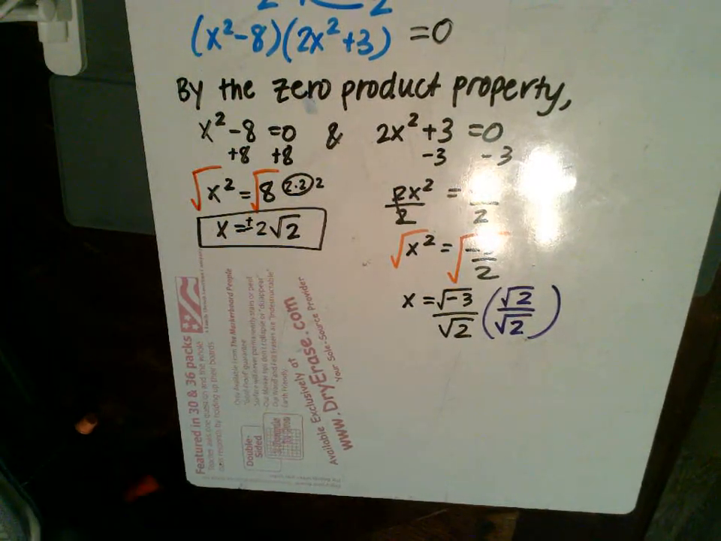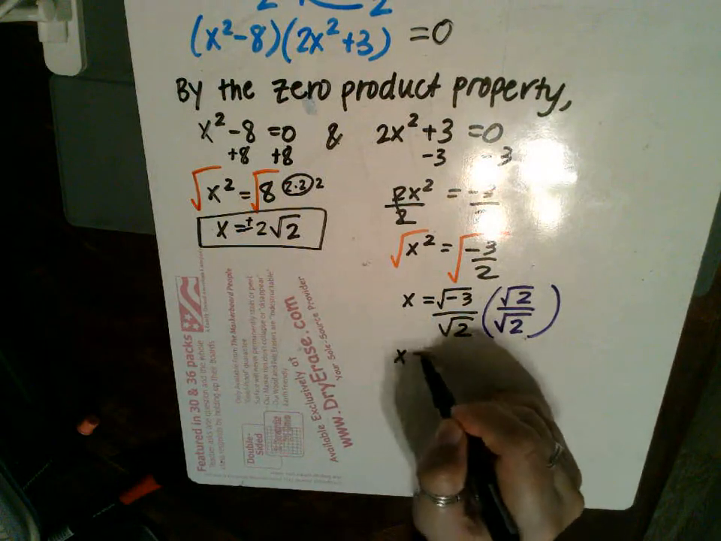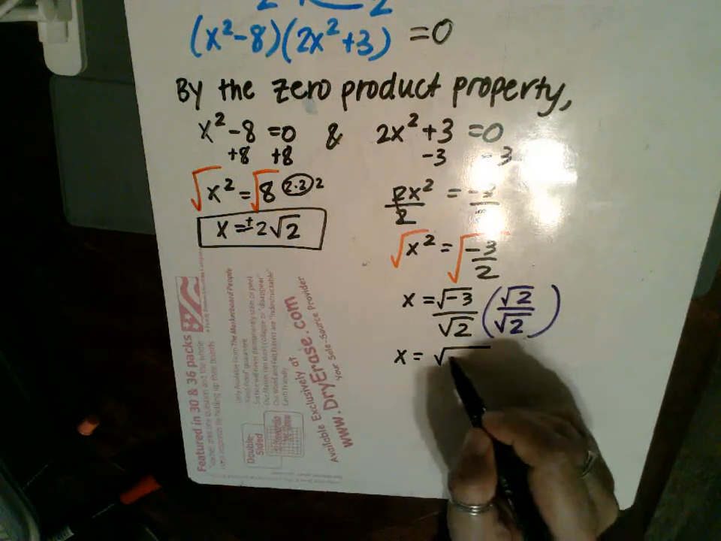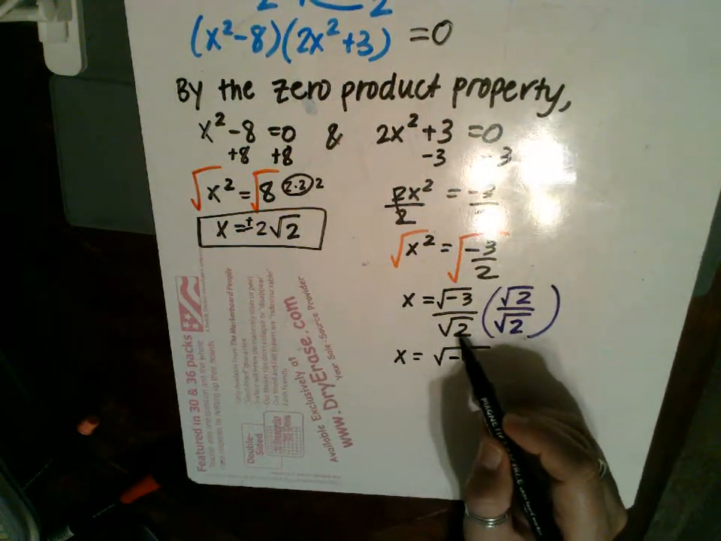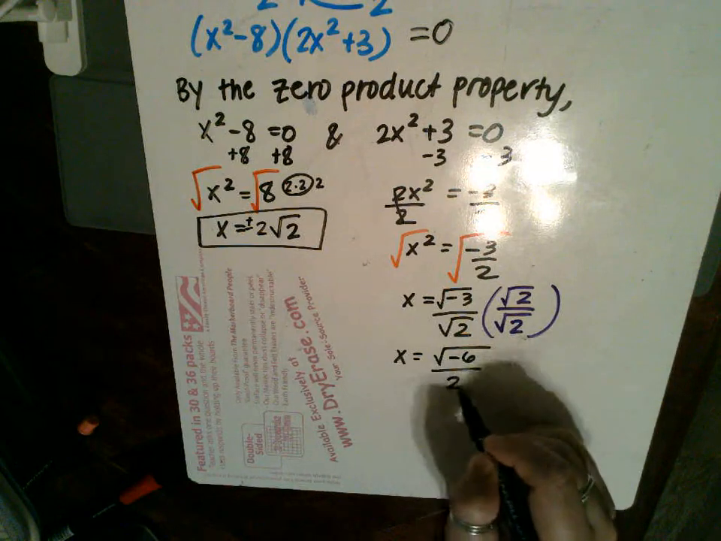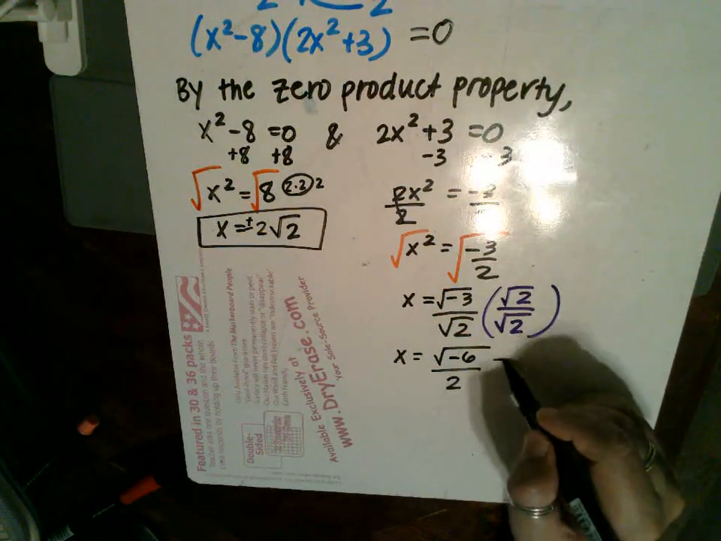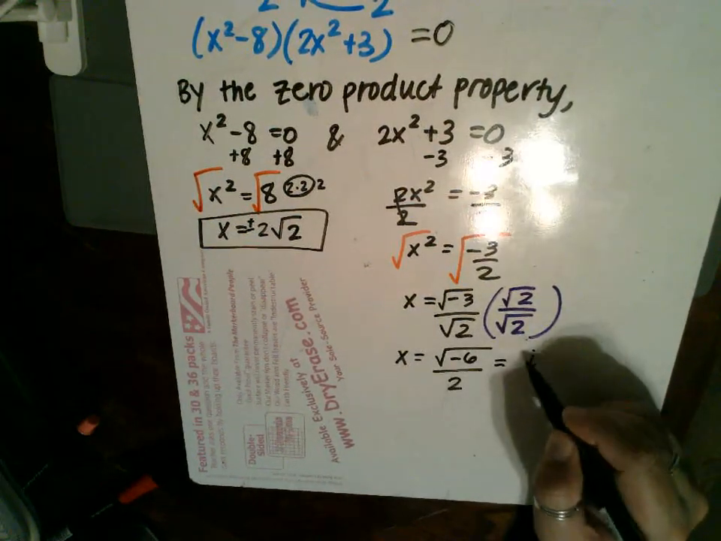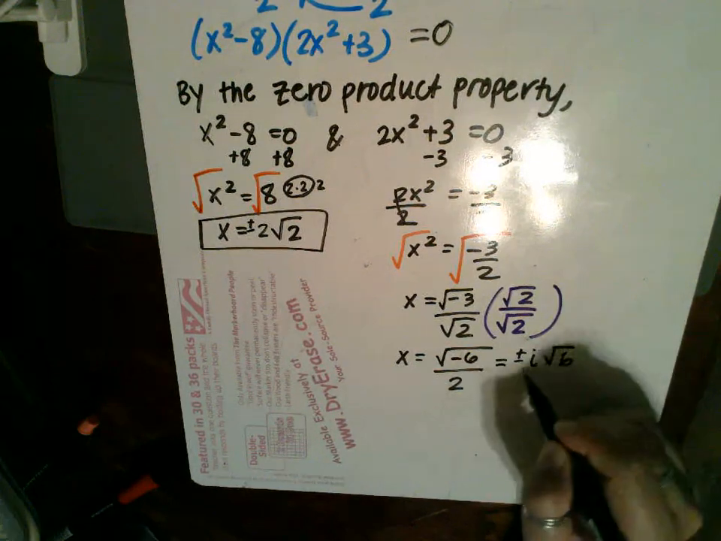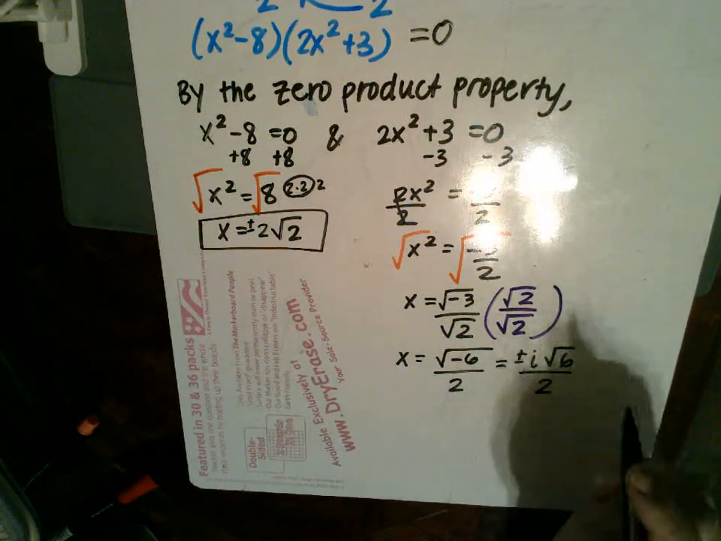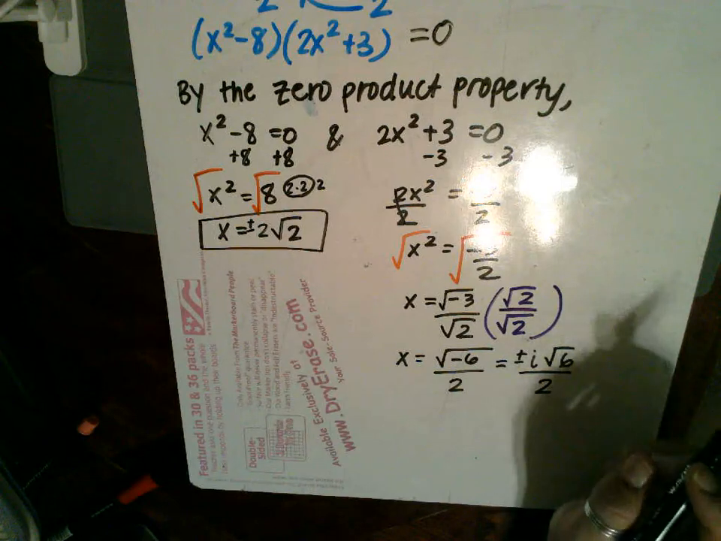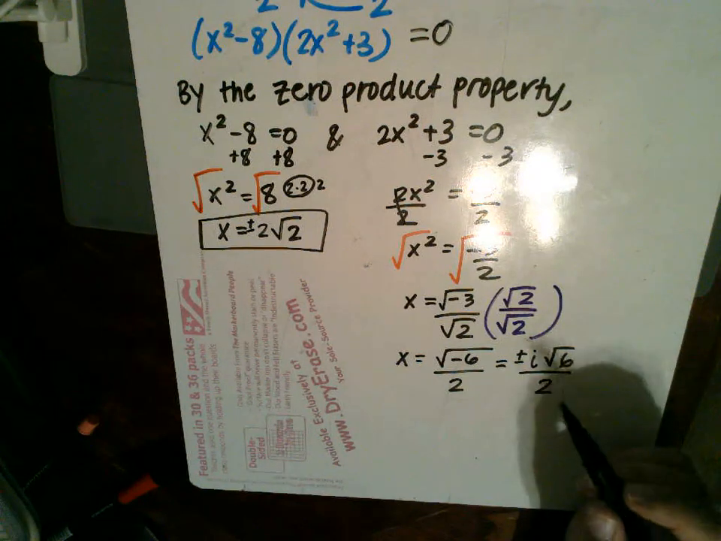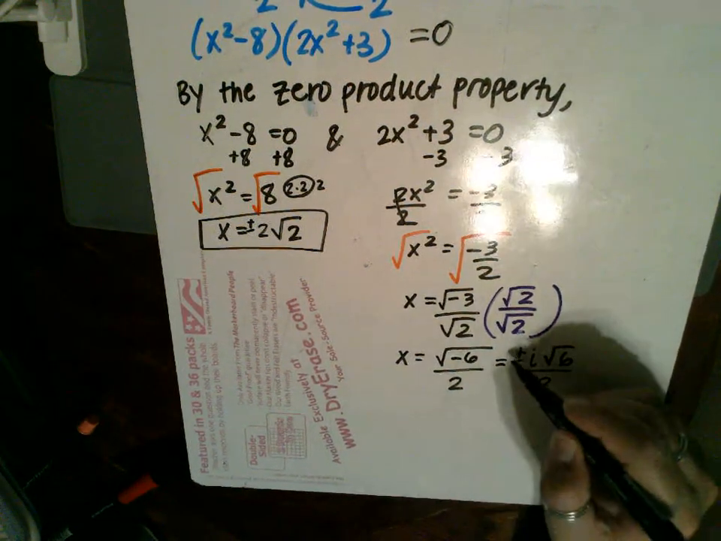Doing so leaves us with x is equal to the square root. Negative 3 times 2 is negative 6 in the numerator. Square root of 2 times the square root of 2 just ends up with 2. And this will become, negative is going to become an i, plus or minus i rad 6 over 2.